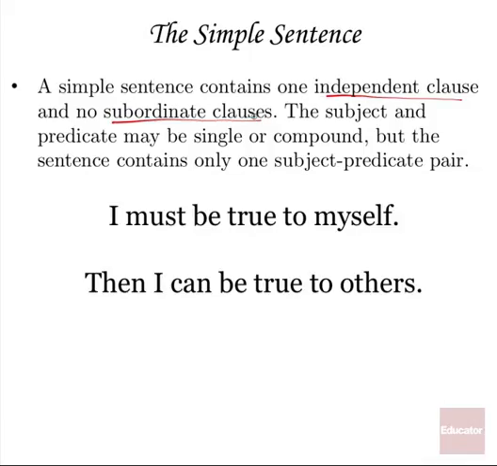A simple sentence has only an independent clause. The subject and predicate may be single or compound, but the sentence contains only one subject-predicate pair. So, I must be true to myself. The subject is I, and the predicate is must be true to myself. Then I can be true to others. Again, the subject is I, and the predicate is can be true to others.